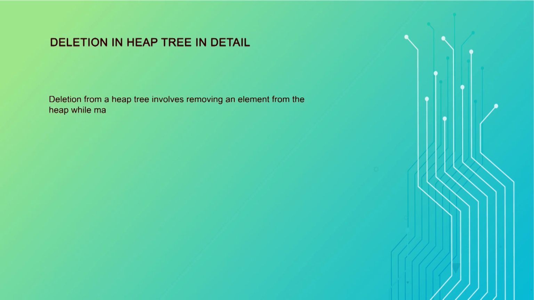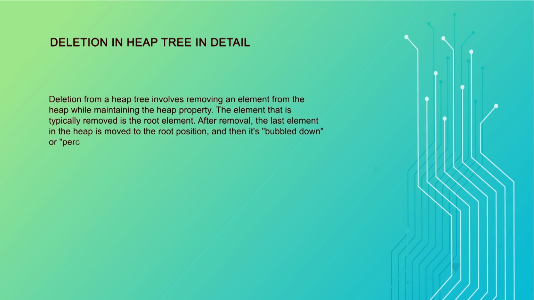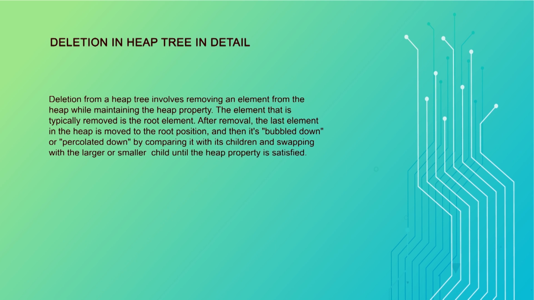Now, we will move to the deletion operation. We will see in detail how deletion from the heap tree involves removing an element from the heap while maintaining the heap property. The element that is typically removed is the root element, either the minimum in a min heap or the maximum in a max heap. After removal, the last element in the heap is moved to the root position, and then it's bubbled down, or percolated down, by comparing it with its children and swapping with the larger child, or we can say the smaller child, until the heap property is satisfied.